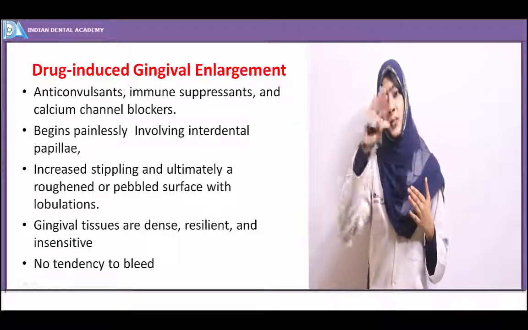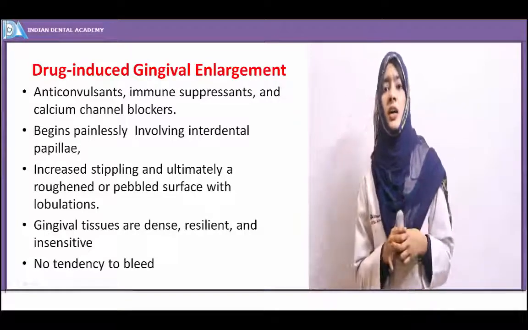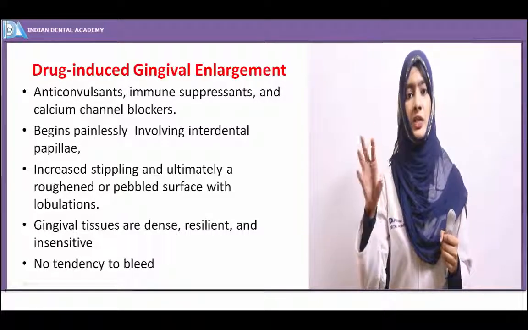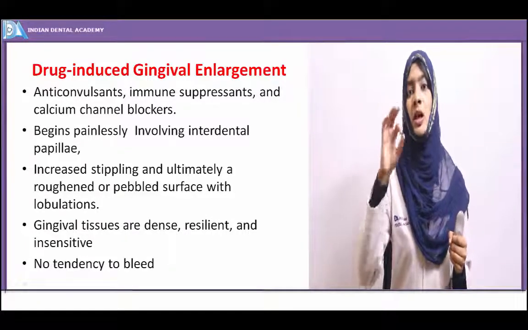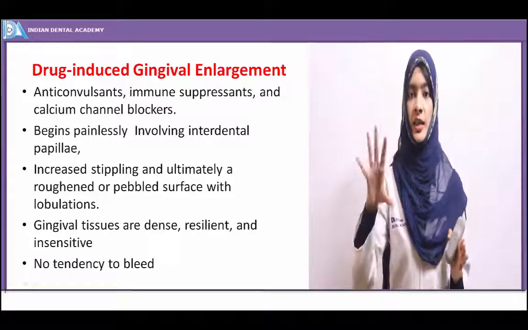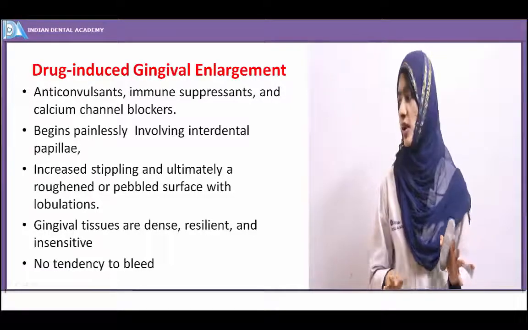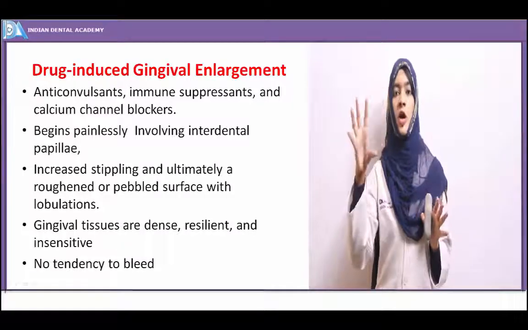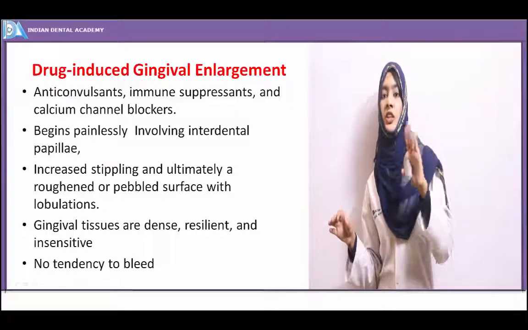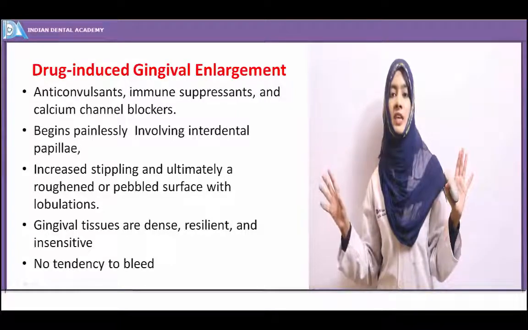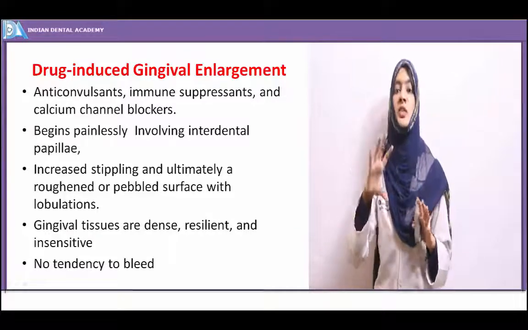So once the inflammation progresses, normally there is loss of stippling in case of inflammation, but here in drug-induced gingival enlargement, you see the stippling is increased because of excessive fibrosis, and the surface becomes roughened or pebbled. So the difference between chronic gingivitis and gingival enlargement is the appearance of the surface.